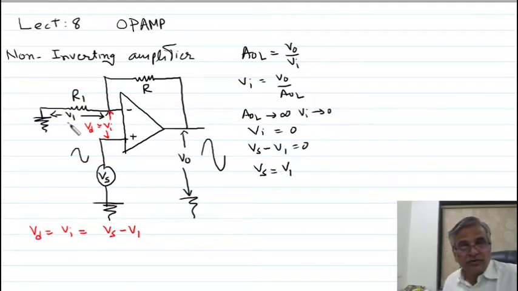Now here, none of the terminals behaves as a virtual ground. Yes, this terminal behaves like that, but this terminal is not ground. In an inverting amplifier, the summing point at the inverting terminal behaves as a virtual ground. But in a non-inverting amplifier, remember, virtual ground does not exist.